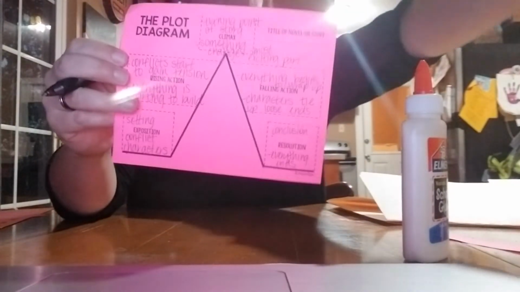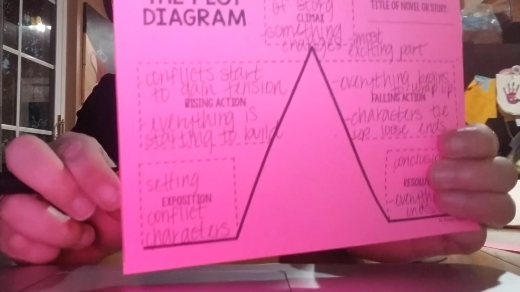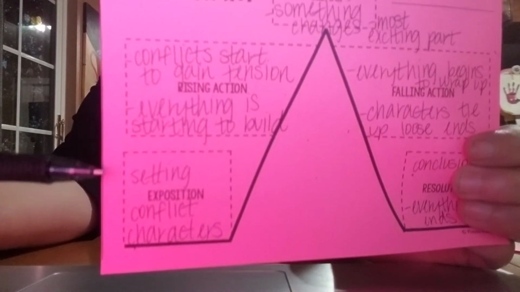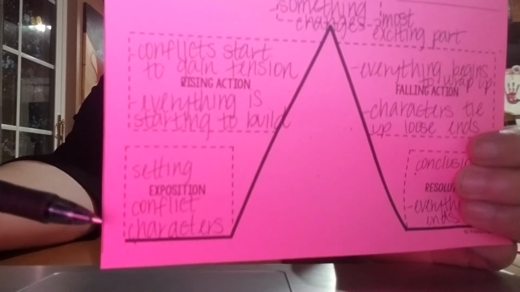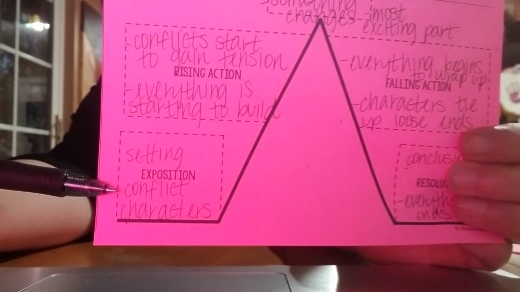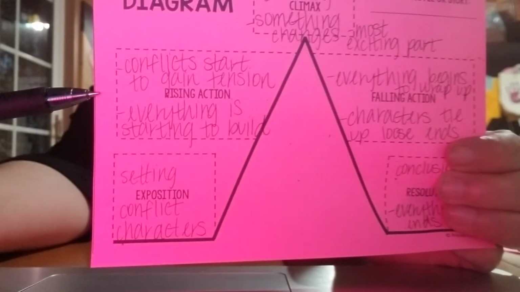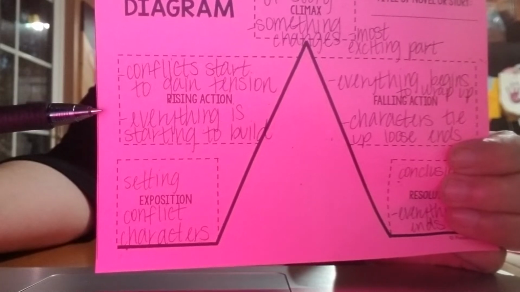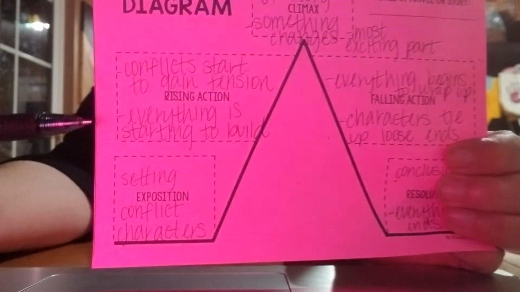So what I'm going to do is go over these items for you just one more time. The exposition, guys, is where the setting, the conflict, and the characters are introduced. This is the beginning of a story. After these things are introduced, we can move into the rising action. This is where the conflicts start to gain tension and everything in your story starts to build up. Things get more exciting.